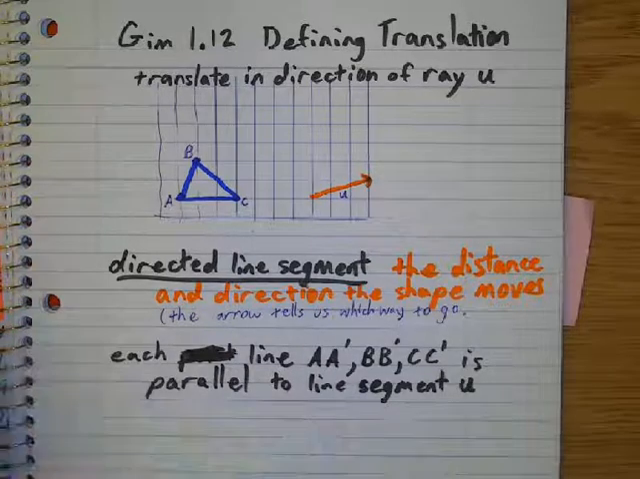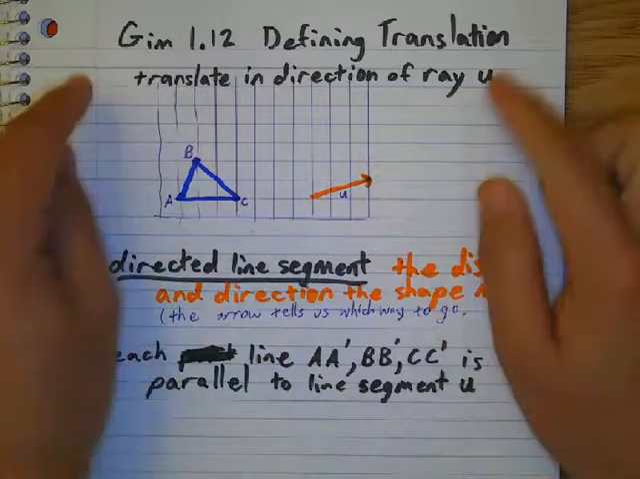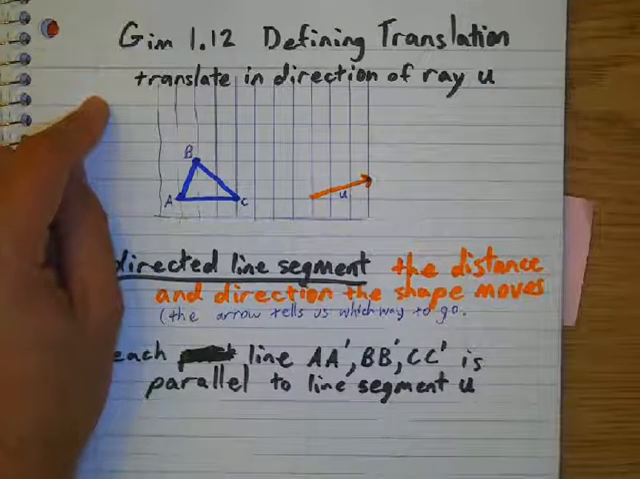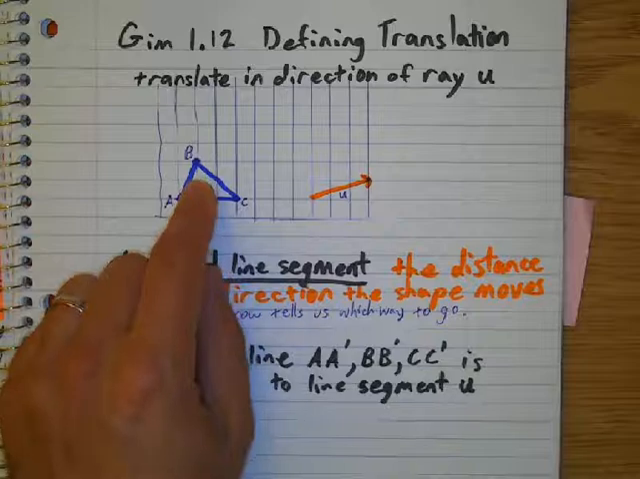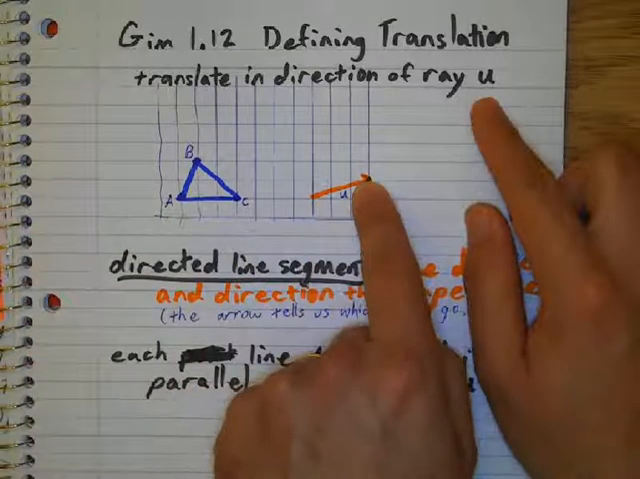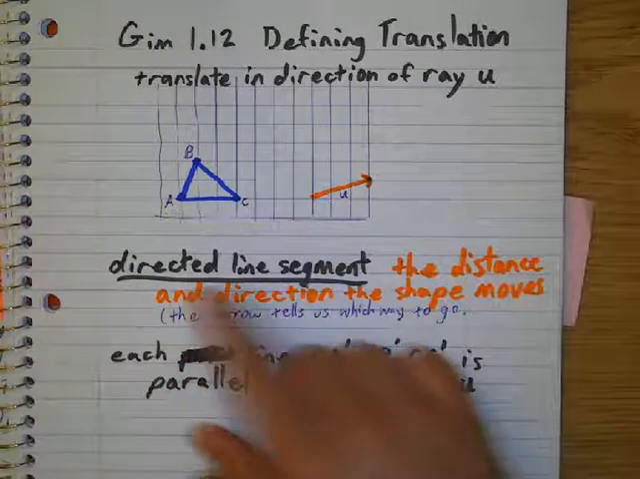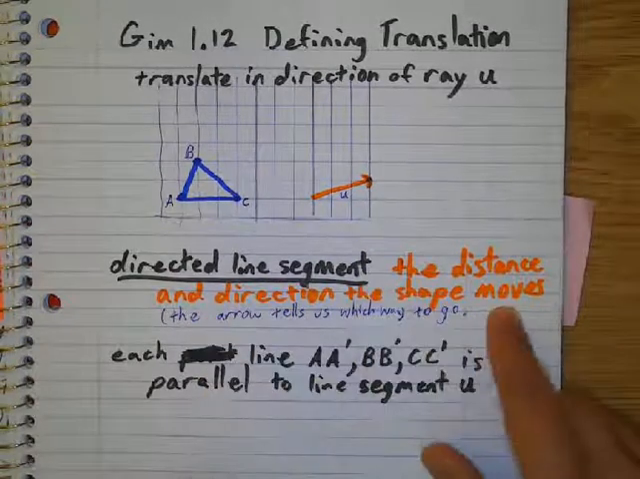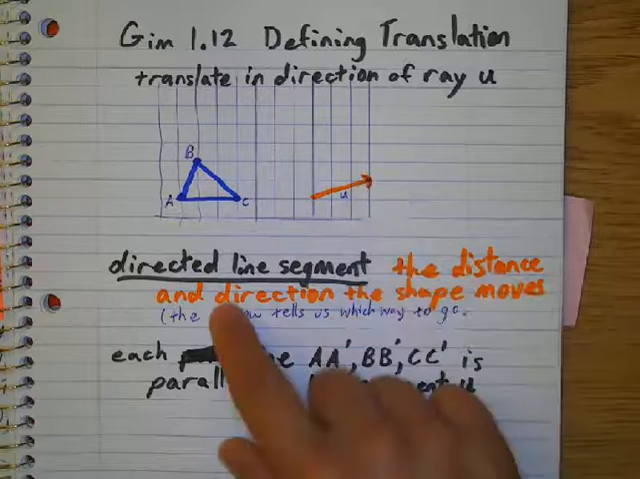All right, geometry students, we're going to talk about translation and then we'll talk about rotation. So the first thing we're going to do is move this shape in the direction of ray u. This is a directed line segment, and this is the distance and direction that the shape is going to move.